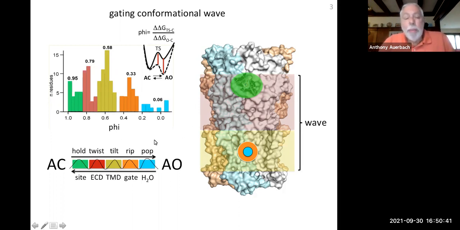We can get a structural map, and I've named each of these because people like to name things. So this is the hold transition. This is all inside of gating now. The hold is followed by twist, tilt, rip, and pop, and these go from the binding site, the extracellular domain, transmembrane domain, gate, and water at the gate. They're associated with different structural elements. I have a movie of this if you want to see a movie later on.